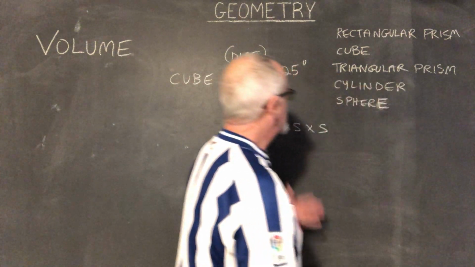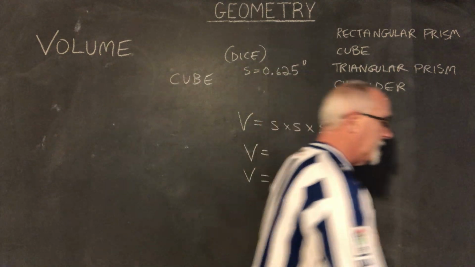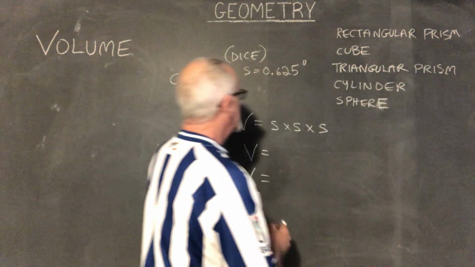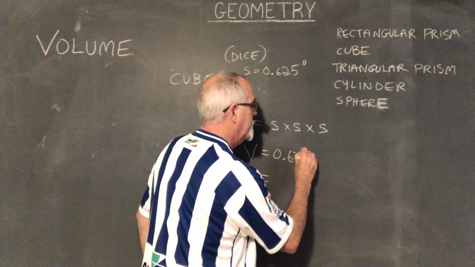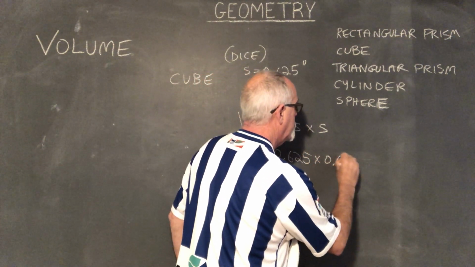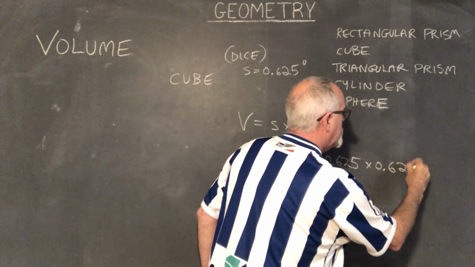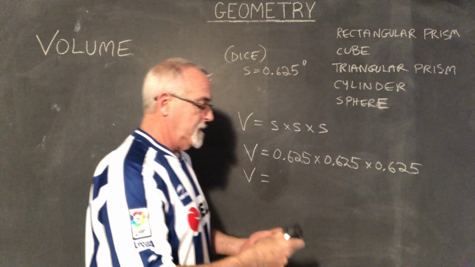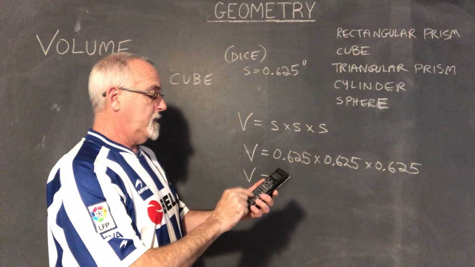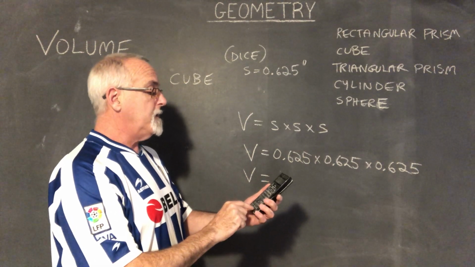Okay, so it's going to be a small volume. We already know that. We have a decimal. Okay, we know how to handle decimals. We're not afraid of decimals. So S times S times S is going to be 0.625 times 0.625 times 0.625. Which is going to give me what? Let me do it with my calculator. 0.625 times 0.625 times 0.625. Lots of button pushing to do.